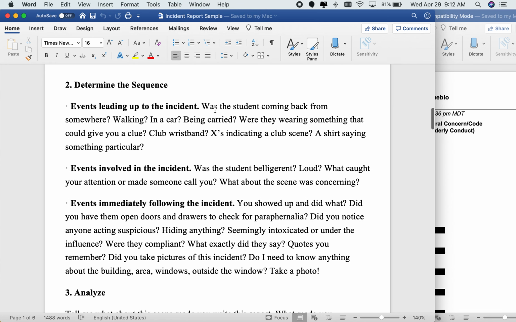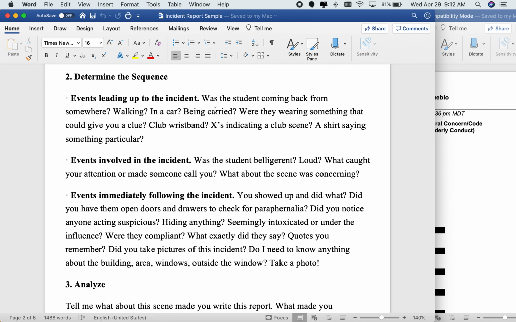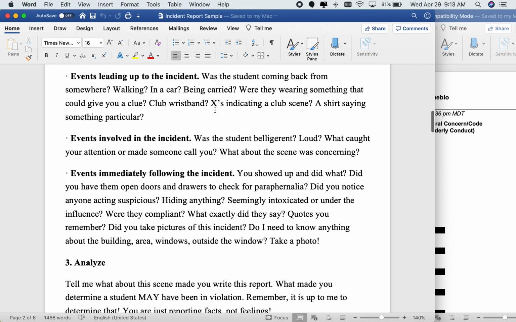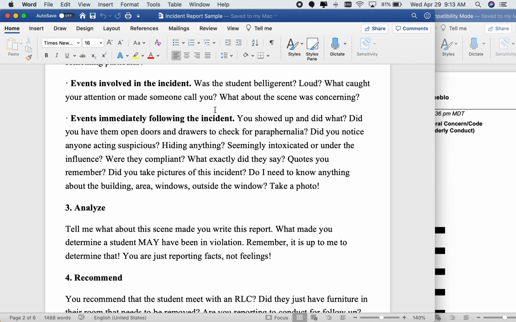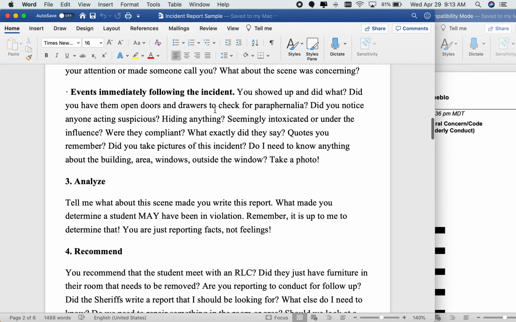So determine again, what led up to the event. Why were you there? What was happening? Did you see a student being carried into the building by 3 other students? Was the student stumbling in on their own? All of those things, as you can imagine, can show us the progression of the incident. So it's really important that you list all of that. Any kind of other incidents, were the students being loud? Were they yelling? Were they whispering? Anything like that.